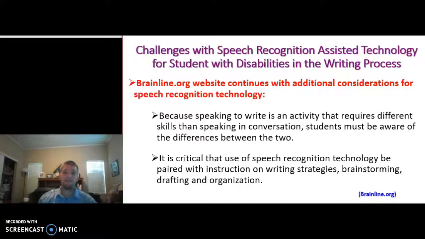Additional considerations for speech recognition technology include that, because speaking to write is an activity that requires different skills than speaking in conversation, students must be aware of the differences between the two. It is critical that the use of speech recognition technology be paired with instruction on writing strategies, brainstorming, drafting, and organization.